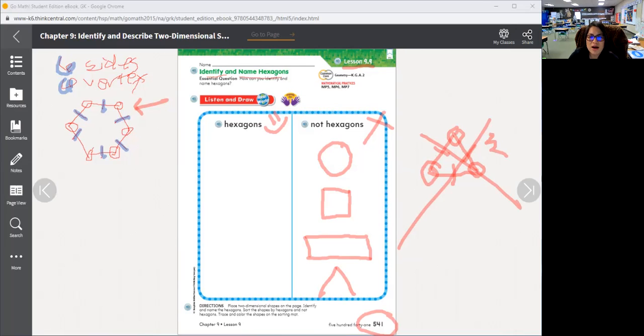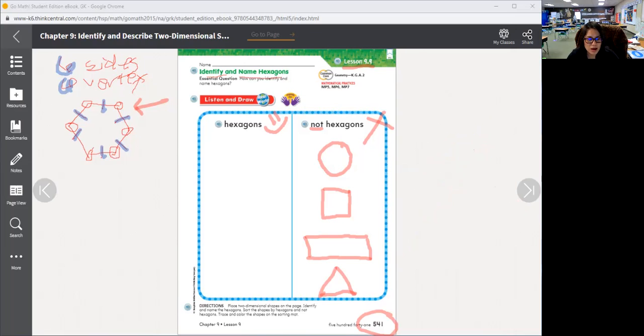So we're going to draw it on this side. So everybody should have these shapes right over here on the right side that are not hexagons. We have a circle, a square, a rectangle, and a triangle. Okay, thank you very much, Calvin.